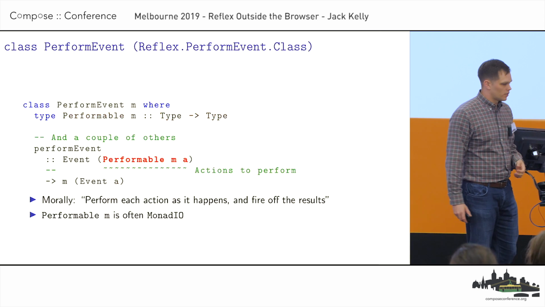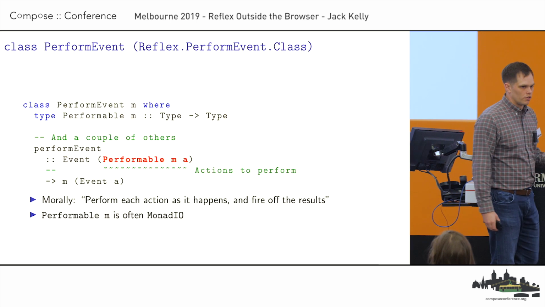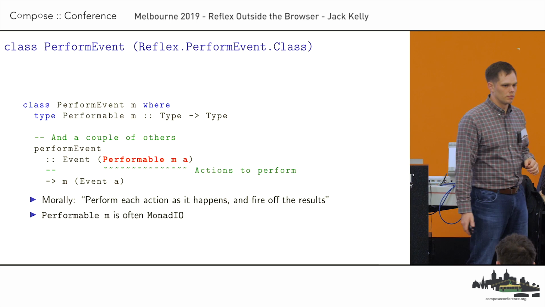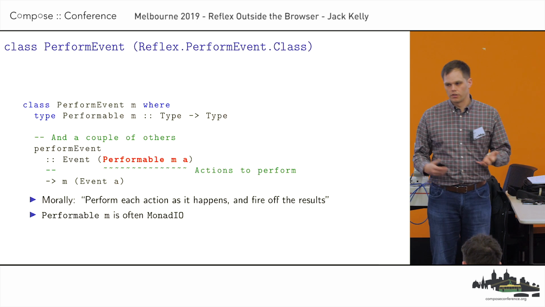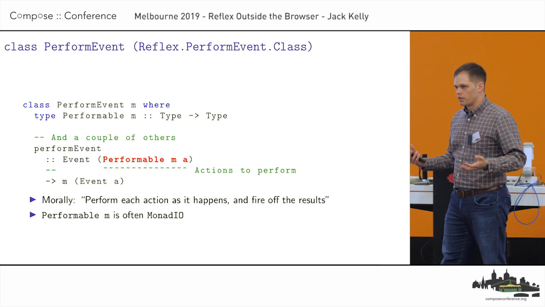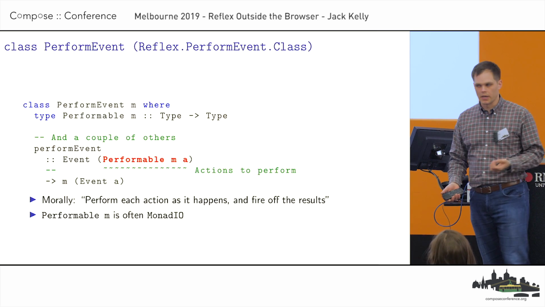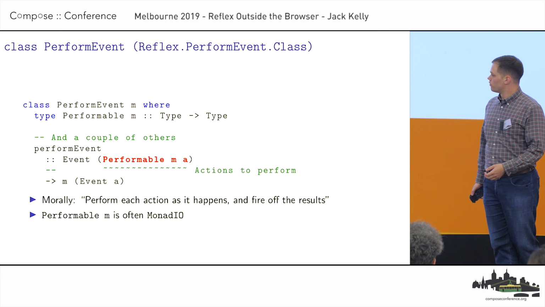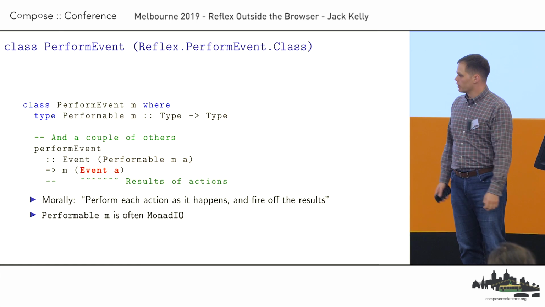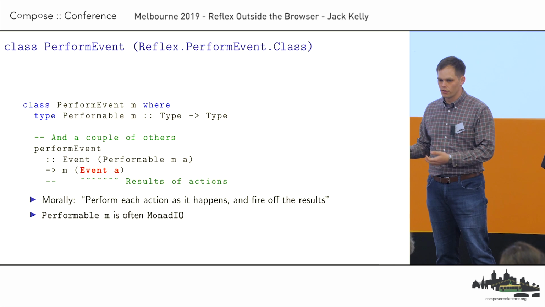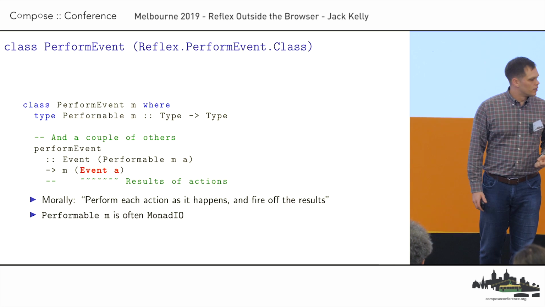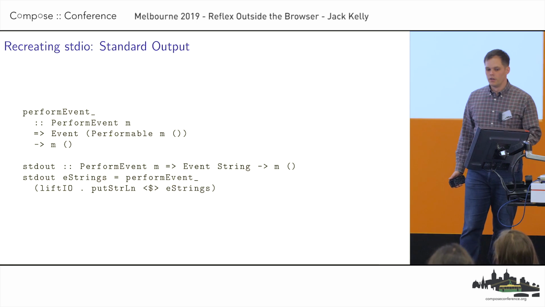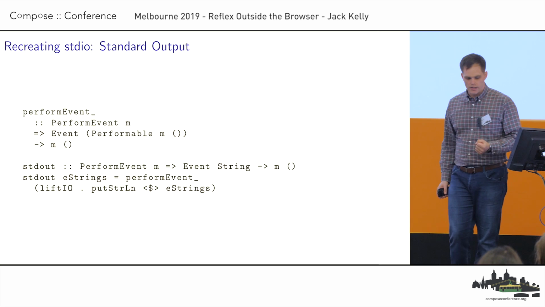So on the back end, this actions to perform event is going to be something that's a monad IO, and in our native code case, we can just get away with assuming that it's always monad IO. But then if we're running on the front end, that might be a monad that performs JavaScript actions instead of back-end database call sort of actions. But in any case, we have this event of performable actions, and then we collect them, and as they execute, we collect their results and fire off another event that the rest of the program can use to deal with their results. So we now have the tools we need to recreate standard output.